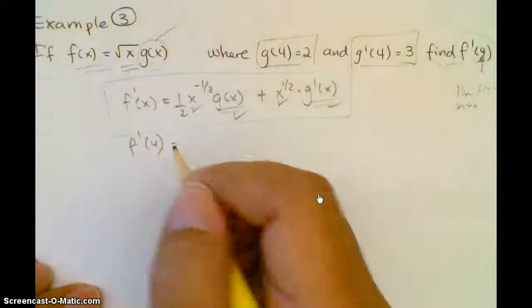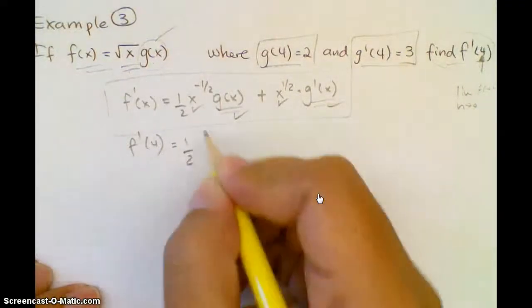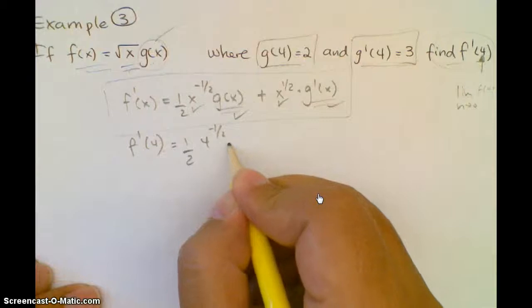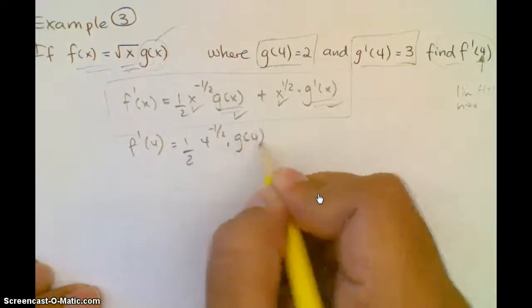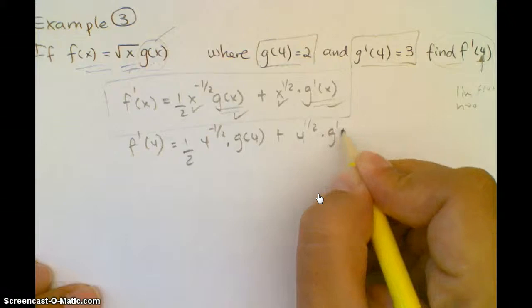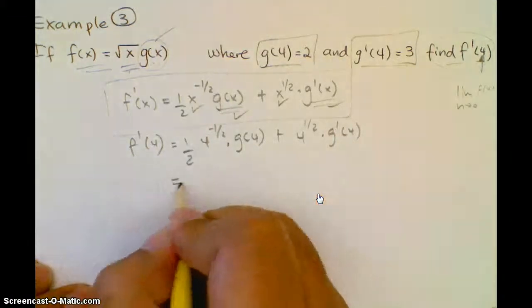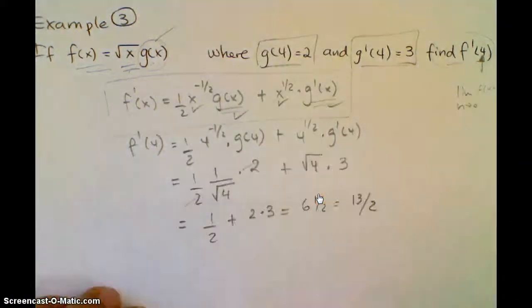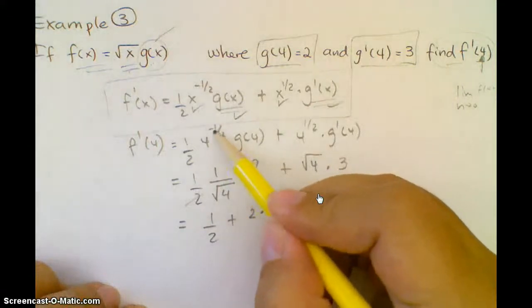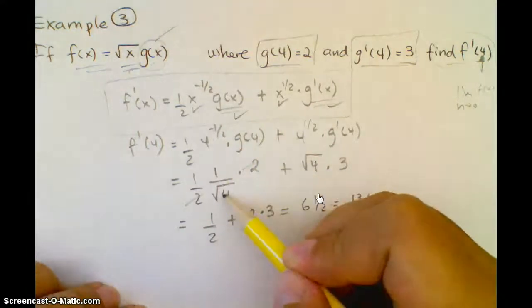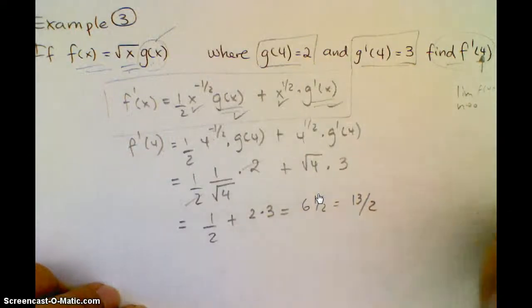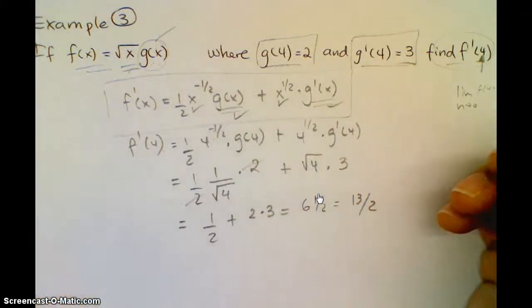Okay, so I have 1/2 of 4 to the negative 1/2 times g of 4 plus 4 to the 1/2 times g prime of 4. So let's just replace. When I replace, just be careful whenever you have a negative exponent. This is just the reciprocal of this quantity. The 2's are gone. 1/2 plus 6, 6.5, or 13/2.